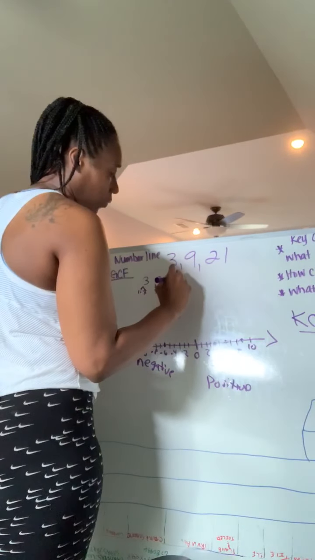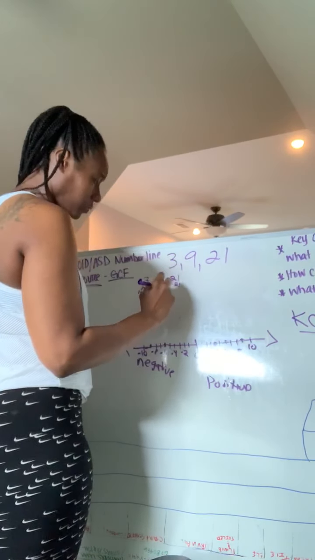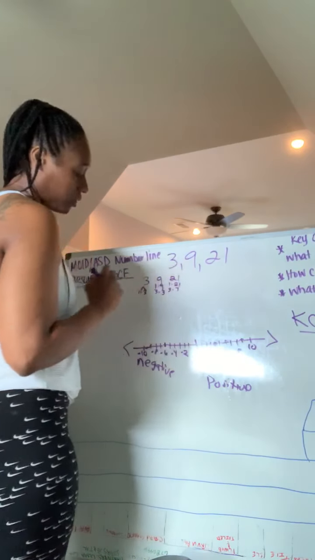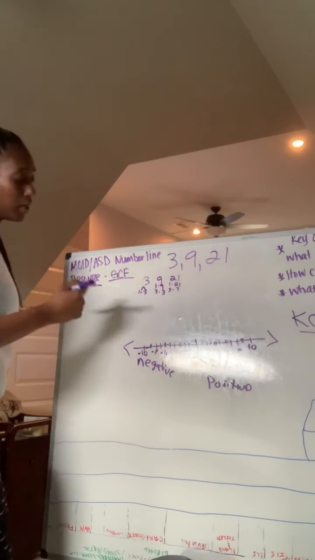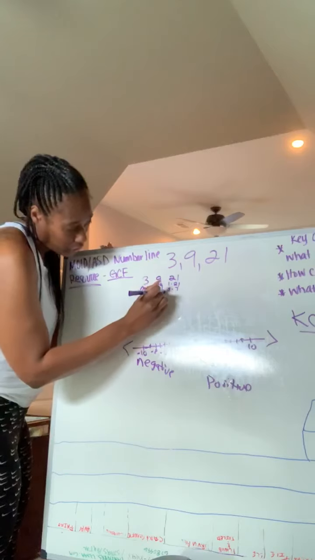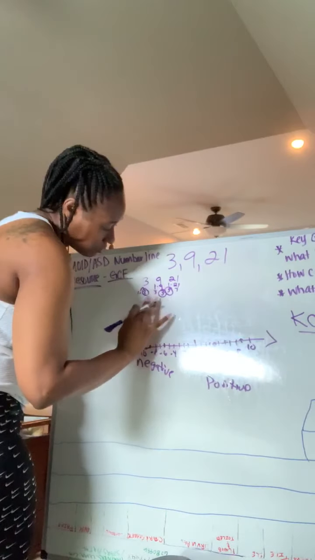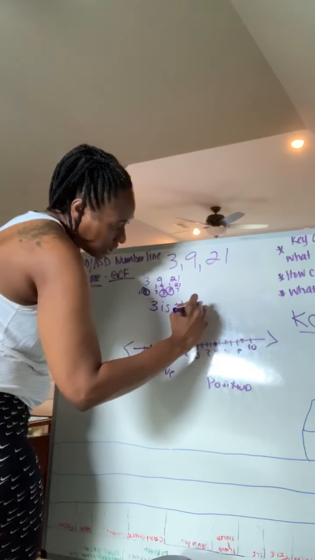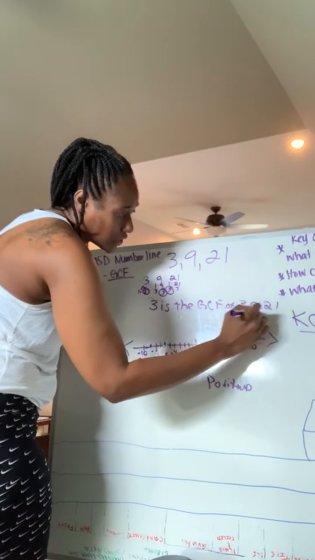Now we come here to 21. What will give us 21? We have 1 times 21, 3 times 7 will all give us the number 21. So we can see the GCF in all of these is the number 3. So the number 3 is the GCF of 3, 9, and 21.